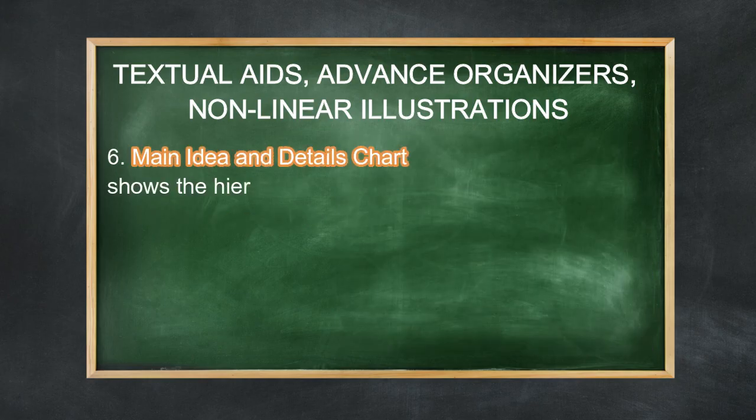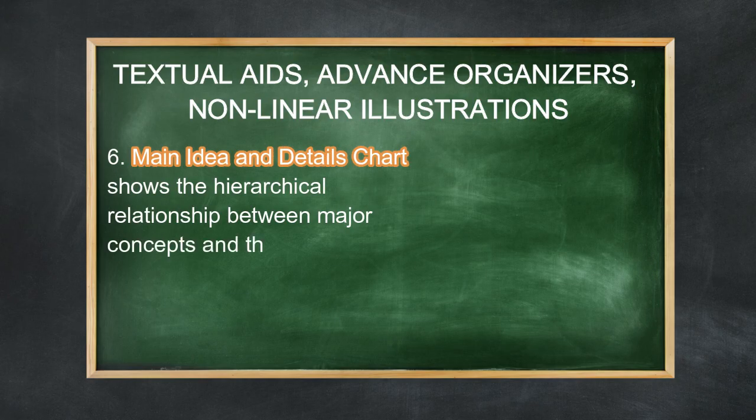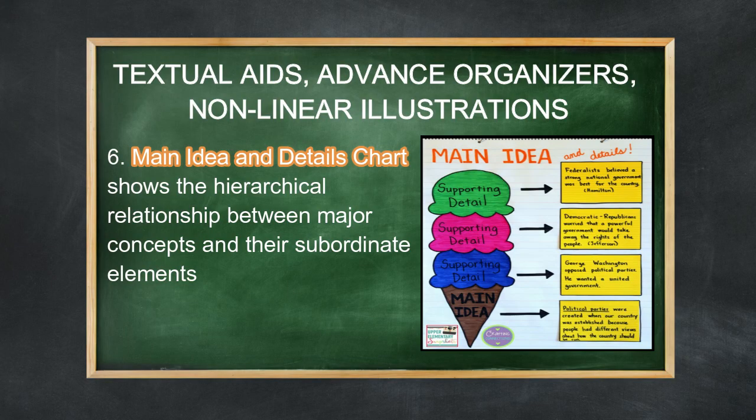6. Main idea and details chart. A main idea and details chart shows the hierarchical relationship between major concepts and their subordinate elements. This organizer is extremely beneficial in helping students distinguish central ideas and their corresponding details from less important information. When using this type of graphic organizer, clearly label the main idea and the details as such. Here is an example of a main idea and details chart.